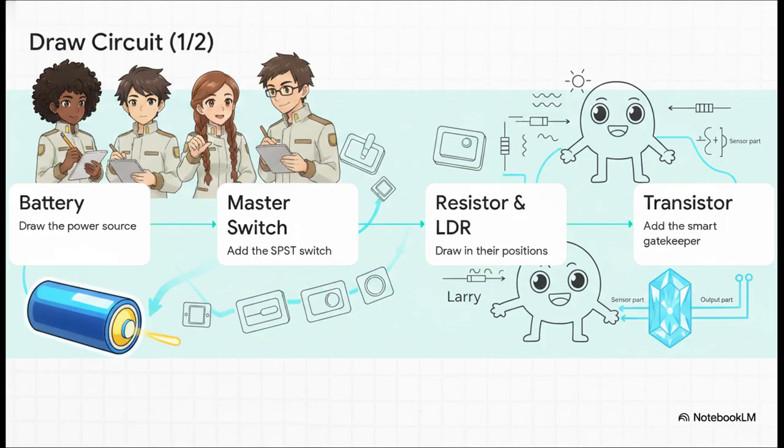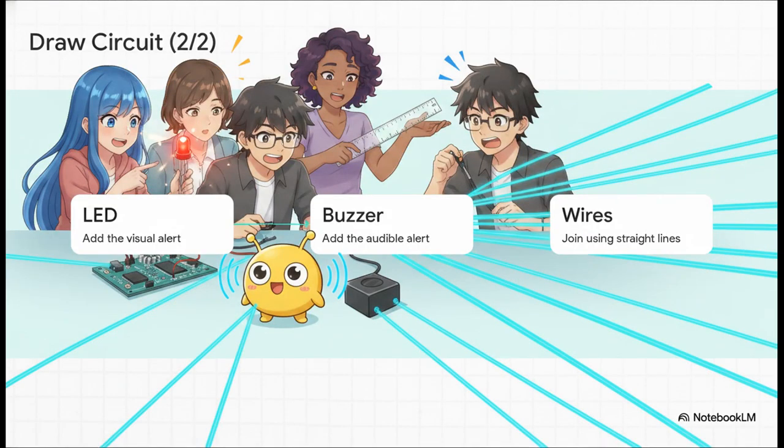Step 1, always begin with the battery for your power source. Now for step 2, neatly add the SPST master switch right near the battery. Remember, this guy controls the entire alarm. Step 3, draw your resistor and our light-sensing LDR in their correct positions. And then step 4, place the transistor carefully right in the center. It needs to sit there to act as our smart gatekeeper, connecting the sensor part of our circuit to the output part. Let's keep that momentum going and add our alerts.